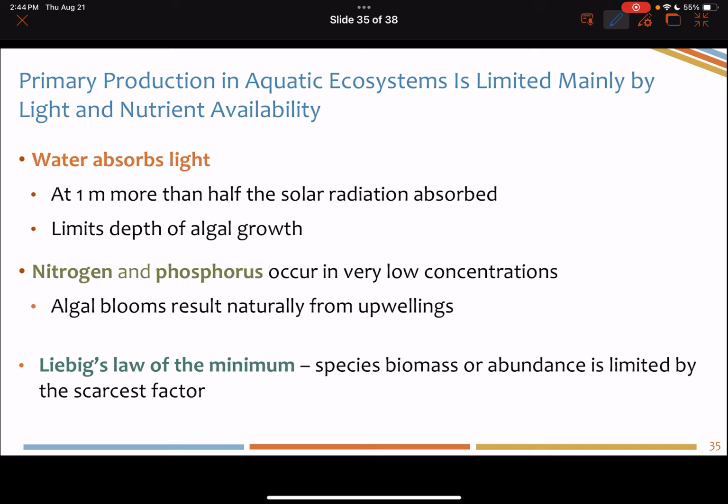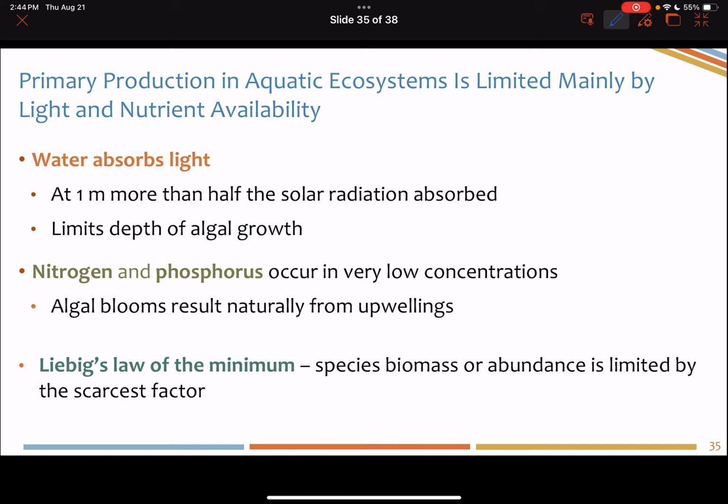So this is going to limit the depth of algal growth. So our algae aren't going to grow very deep. And in aquatic environments, we tend not to have as many plants. You might have plants around the shoreline, but once you get past the shoreline, our photosynthesis is going to happen by algae, and those algae are going to be located closest to the surface. Anything below that is not going to have photosynthesis happening.